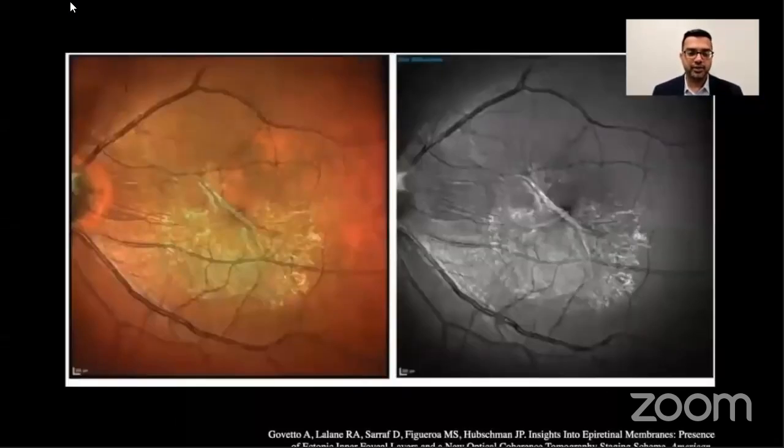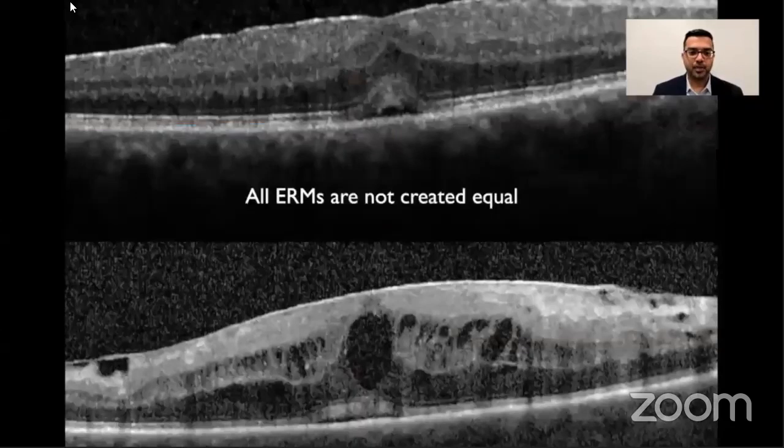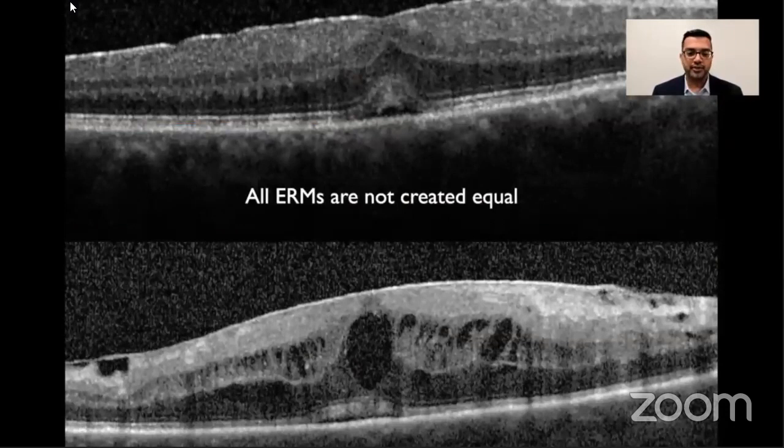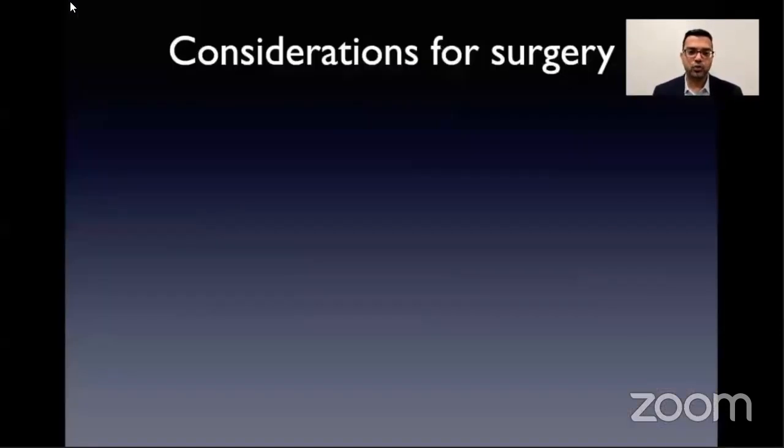Here's an example of a clear epiretinal membrane on a fundus photograph with distortion of the foveal anatomy and clear retinal striae. We know from clinical practice that all epiretinal membranes are not created equal. Some might be mild with preservation of the foveal depression, while others might be more severe with other findings such as cystic intraretinal changes. So what do we consider when we consider surgery?